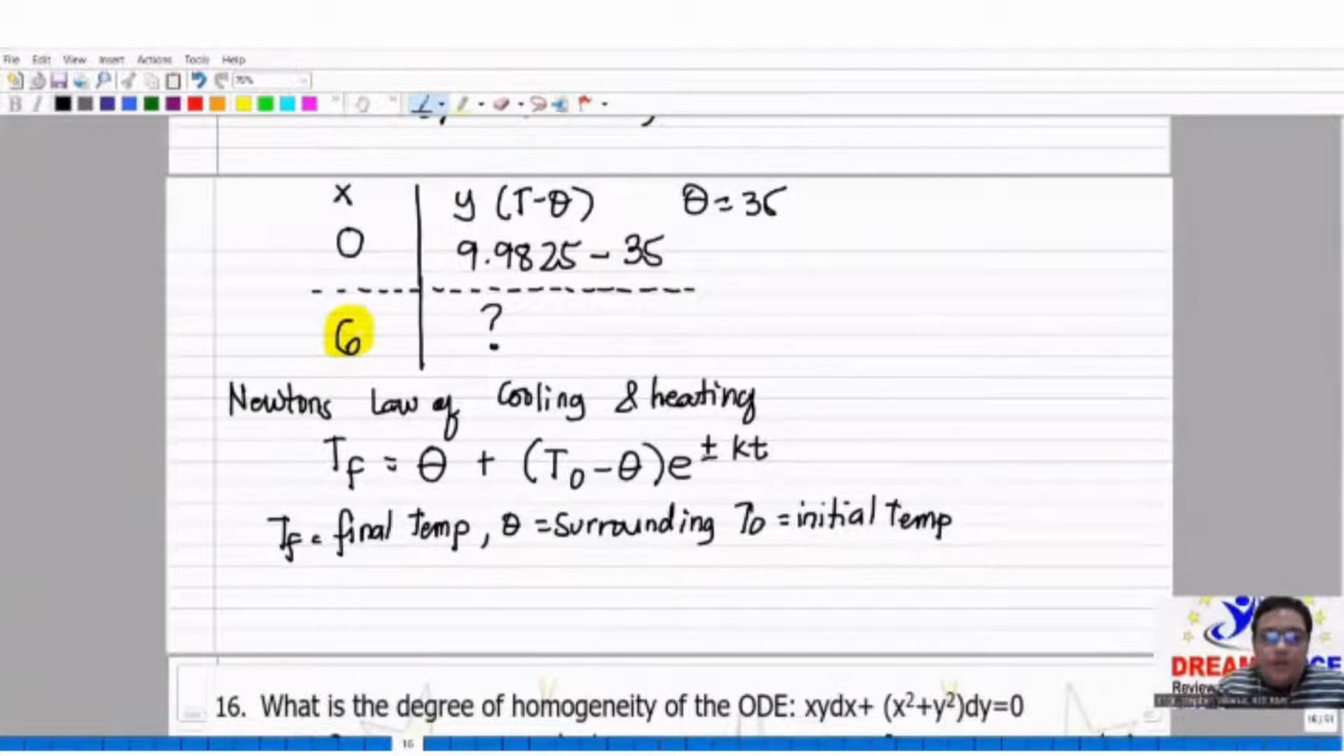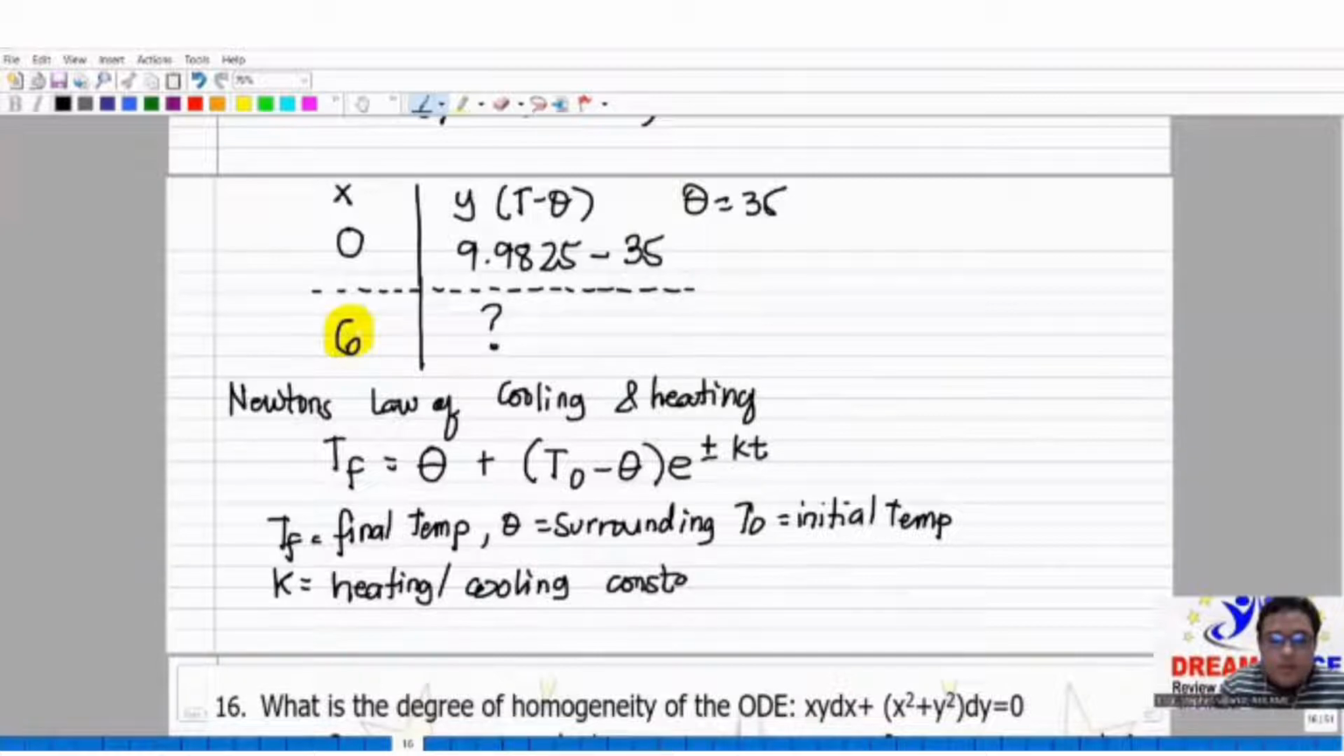Okay, ano pa? Yung ating K, this is your heating or cooling constant or characteristic of your body, hindi yan nagbabago. And then yung T natin, this is your time. Okay, take note, may implication dito yung positive and negative. For cooling po, negative yung ating sa baba. Pero kapag heating naman po, positive.